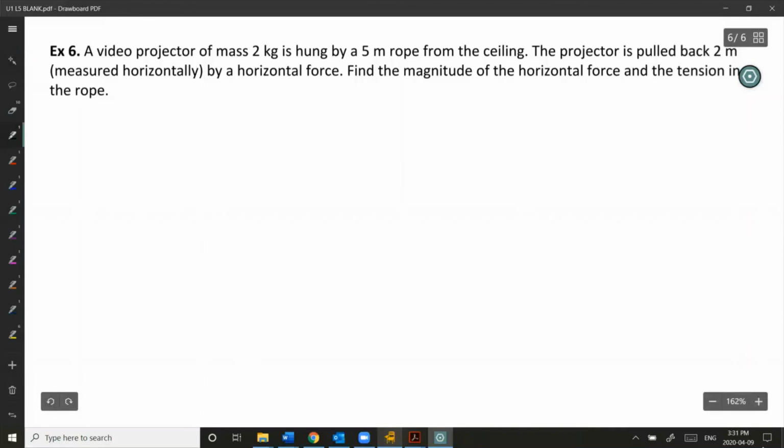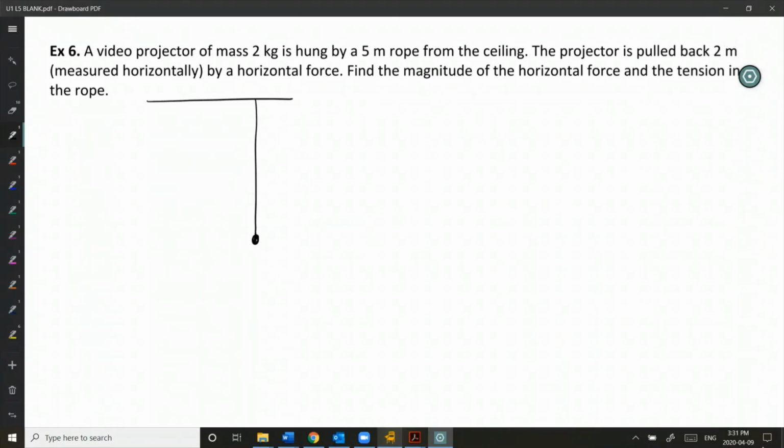Okay, here's our ceiling. Here's our mass. This is 5 meters. Now imagine that you take this and you pull it back horizontally. Because this is on a rope and that rope is not going to change its length, when you pull it back, it's going to go up in this direction. So it's going to kind of curve.